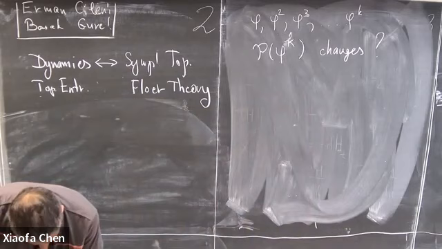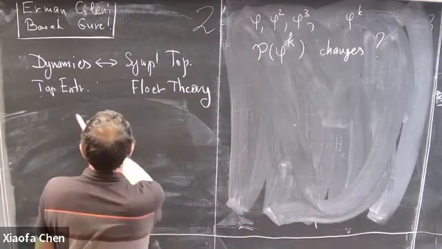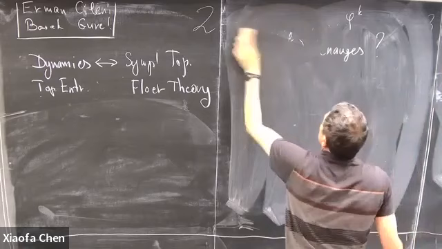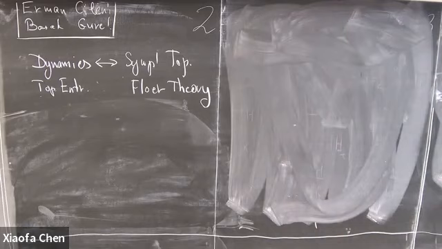So the second ingredient here I'm talking about is topological entropy, and most of the people here probably know more about it than I do. Nonetheless, let me say a few words. By the way, are there any questions? Okay, feel free to interrupt me.